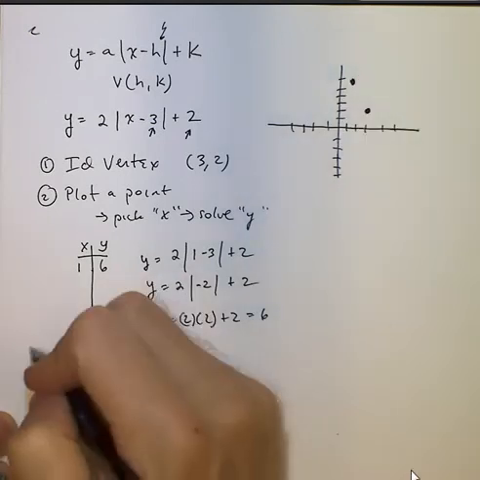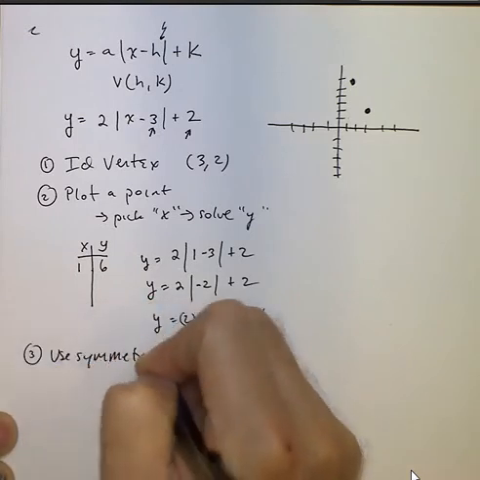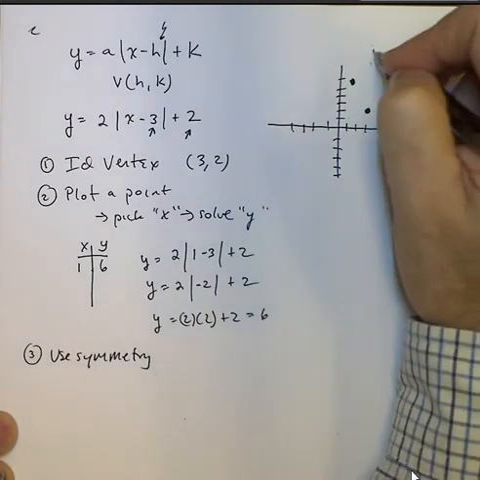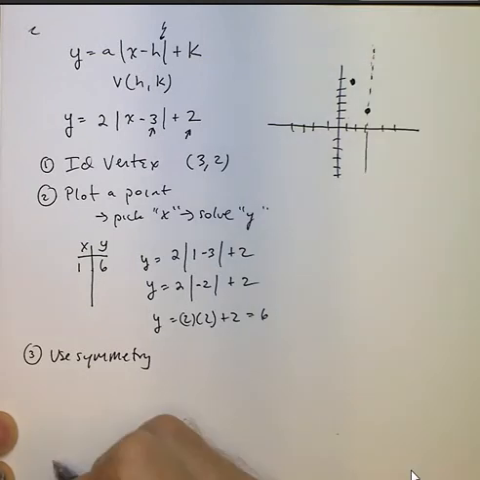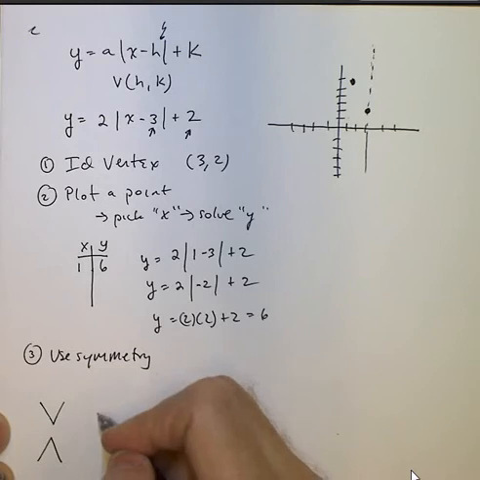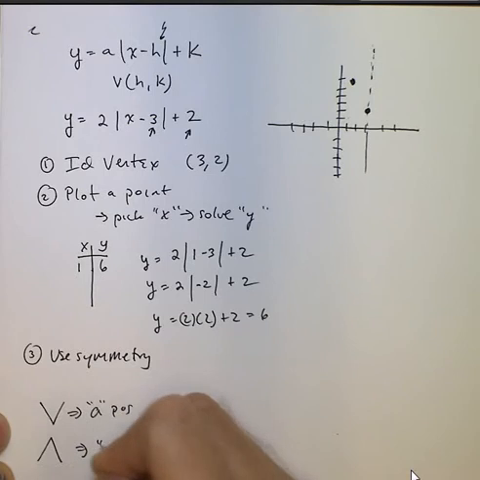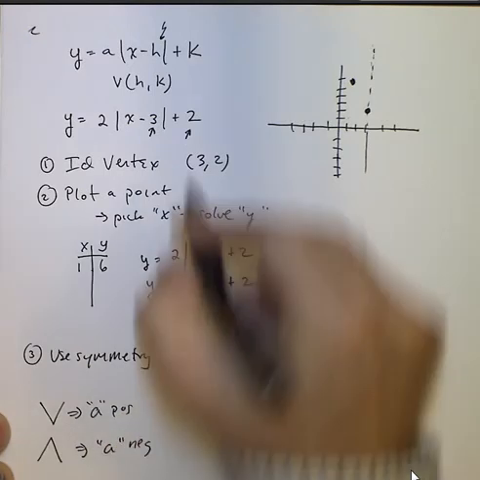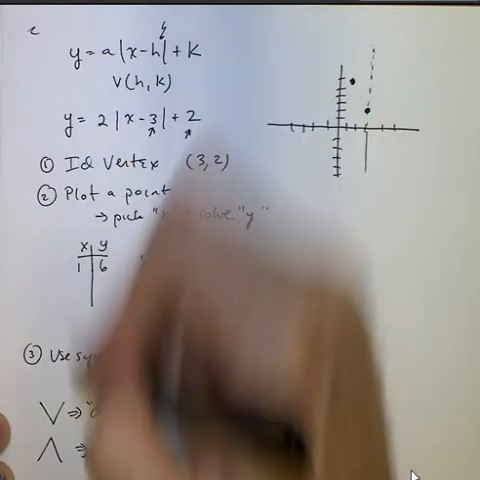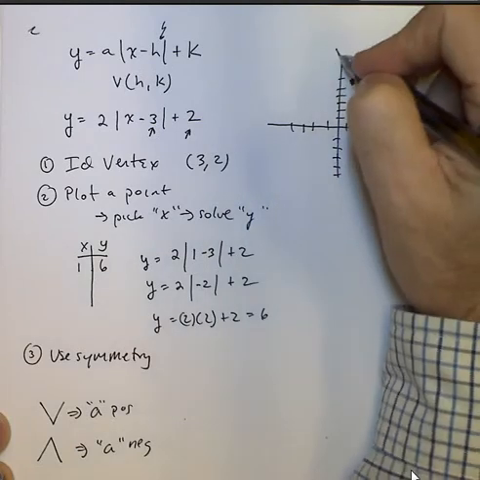The third step is we're going to use symmetry to get another point. Now, the graph of an absolute value function is always a V. It's either going to be a V that looks like this, where it's up, or a V which is down. It's up when a is positive, and it's down when a is negative. A is right here. In our problem, we have positive 2, so our V is going up.